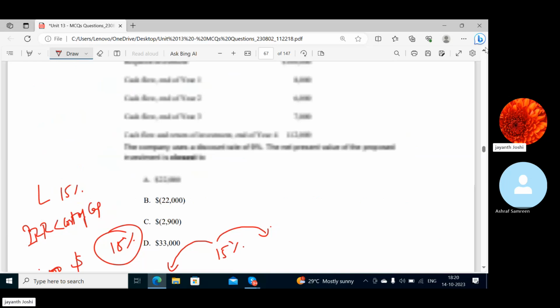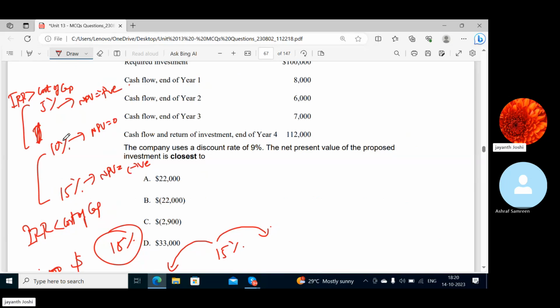Here I have explained. If your cost of capital is 10%, let's say your NPV is 0. Can I say this is your IRR? At 10%, your NPV is exactly equal to 0. Can I say this is your IRR?